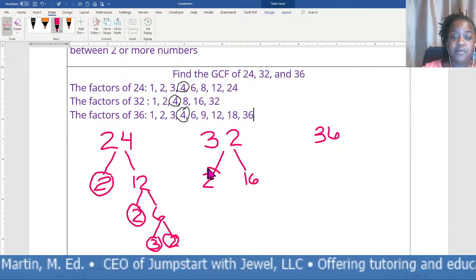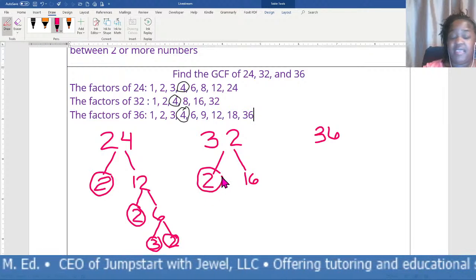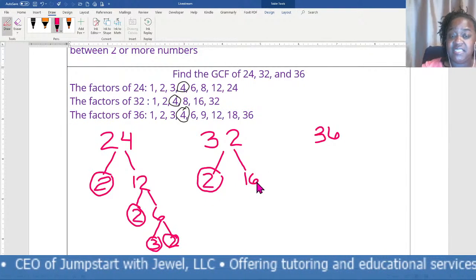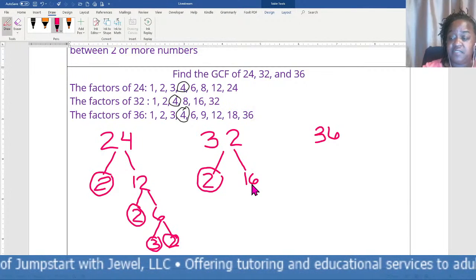2 is a prime number. So I'm going to circle that. I can't break that down any further. Let's look at 16. What are the factors of 16?